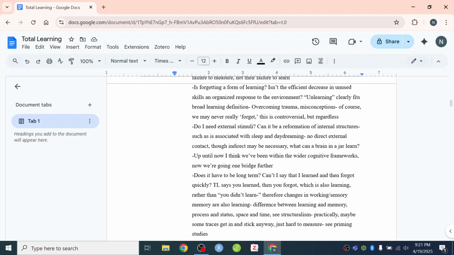If we want to consider the total learning that was done by a person in a subject in a given period of time, in this case a human being in the psychological sense, it would be more accurate to say that this person learned something and then forgot these aspects of it than it would be to say that they didn't learn. The total learning perspective says that you learned then you forgot, which is also a form of learning, rather than you didn't learn those things. Therefore, changes in working and sensory memory are also learning. They're just learning that has this transitory property to it.